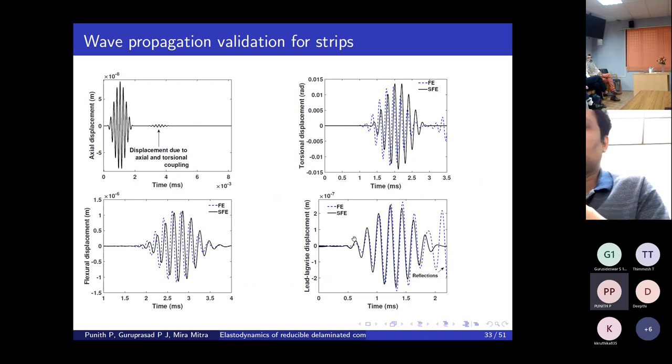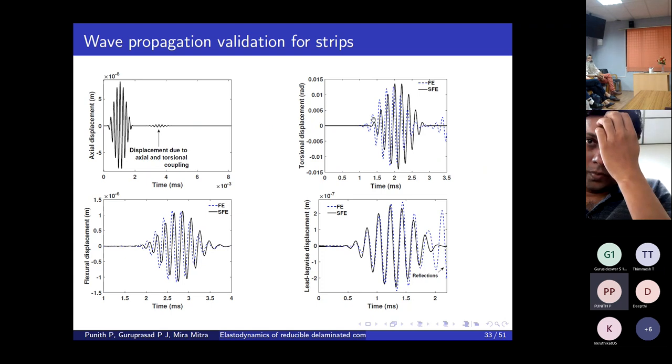Further, we have done some wave propagation validations with the FE results. For the wave propagation analysis, we used the Hanning window force input with a frequency of 5 kHz, and we computed the wave response using the spectral finite element method and the 1D equivalent beam method.